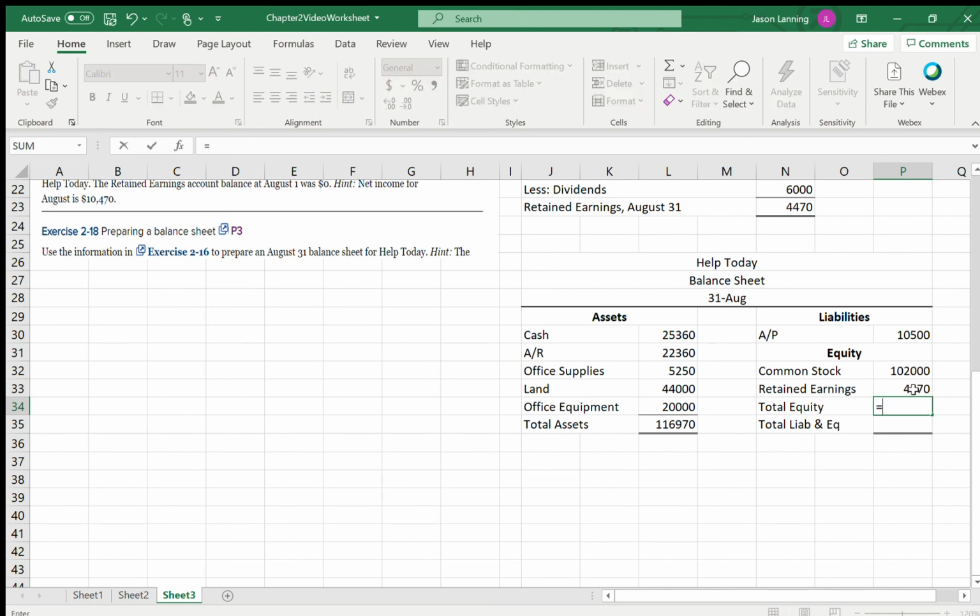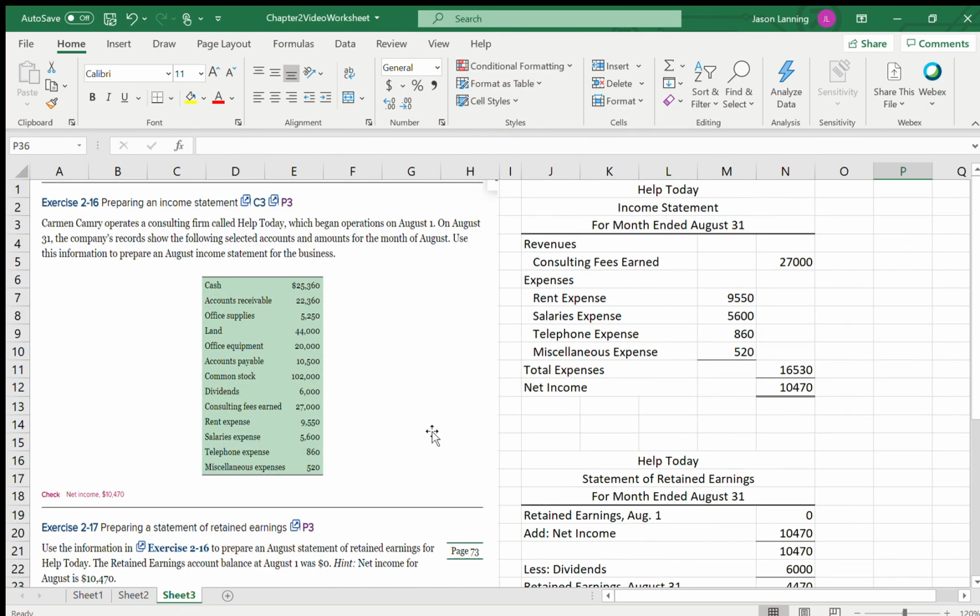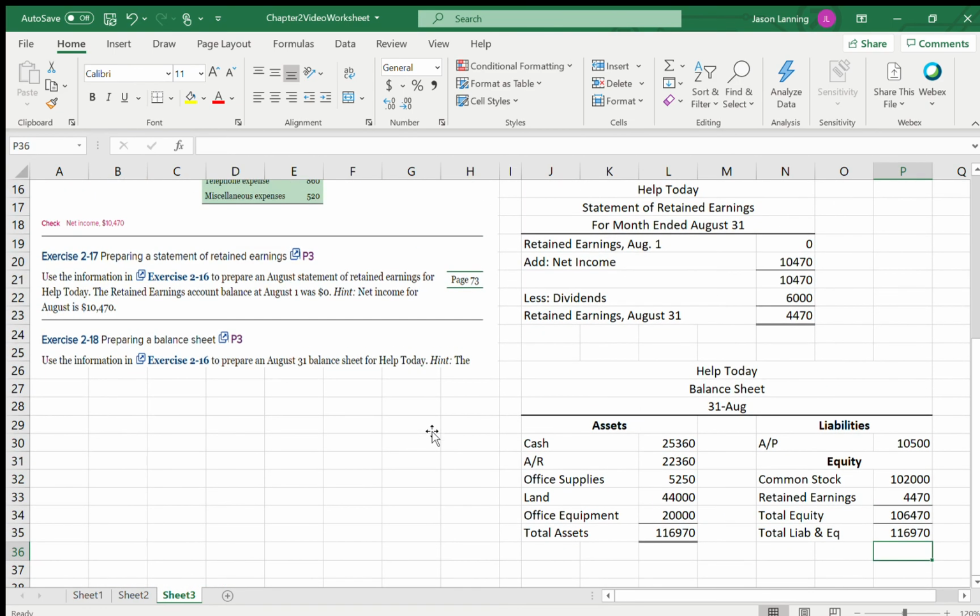So basically our total equity is equal to this plus this. And if we add everything up now, total liabilities and equity are equal to the liabilities that we just had, plus our total equity. So total liabilities and equity are $116,970. Total assets are $116,970. So we've got our balance sheet done. This is how we do the income statement, statement of retained earnings, and balance sheet.